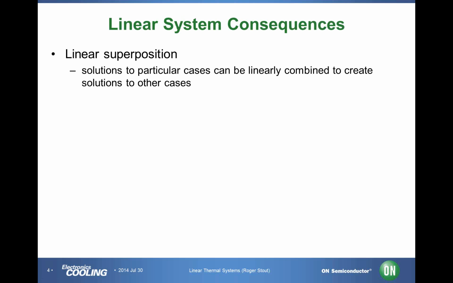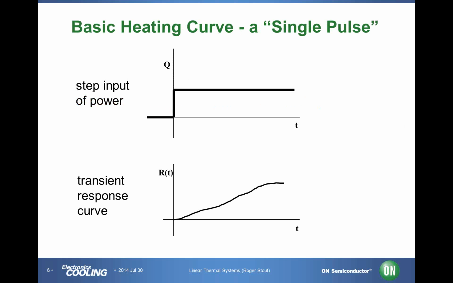So what are the consequences of having a linear system? The most important consequence is that we can do what we call linear superposition. For linear superposition, we have solutions to simple cases which can be combined using linear combinations to create solutions for more complicated cases. It applies both spatially and temporally, space and time.